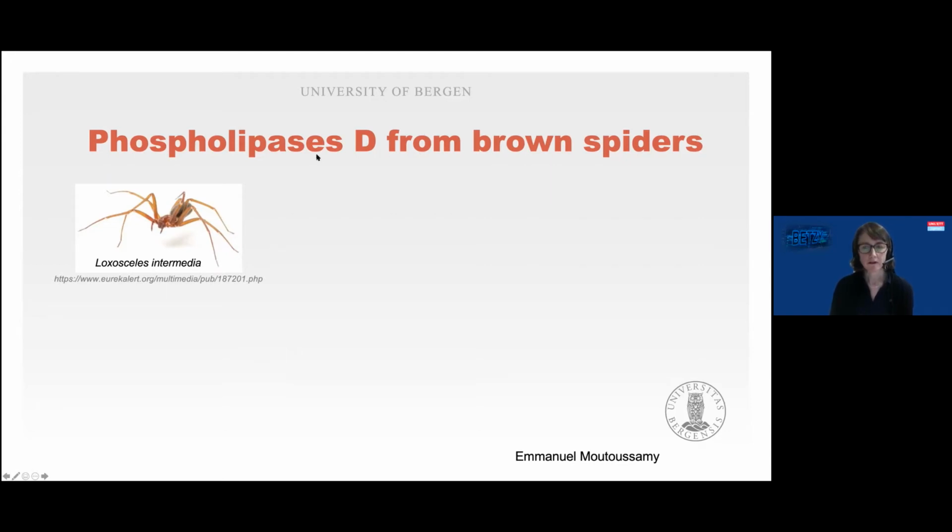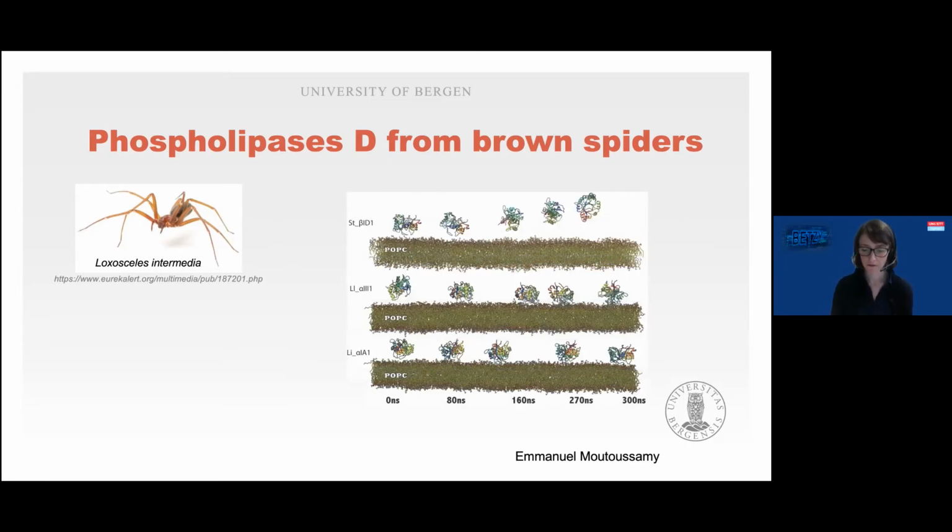The thing is that different brown spiders will have slightly different phospholipases D, which will give them the ability to attack different types of lipids. So we were trying to understand the reasons for that. So we ran simulations. Here is just a small summary of it. We ran simulations of 3 different enzymes, and that was done by Emmanuel Motusami in my group.